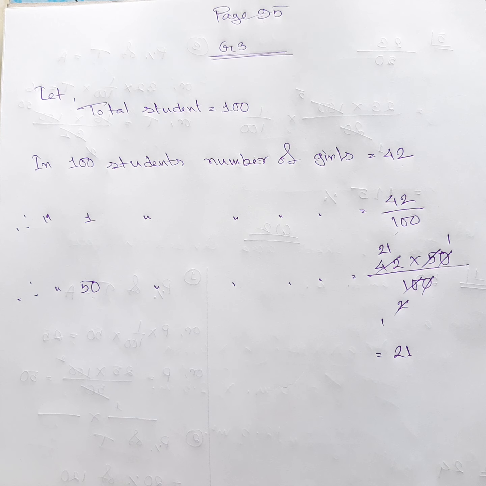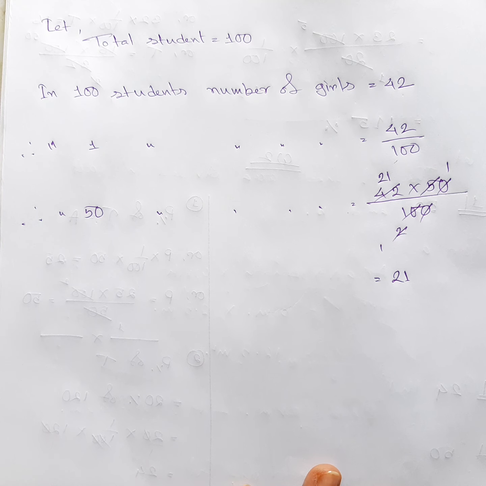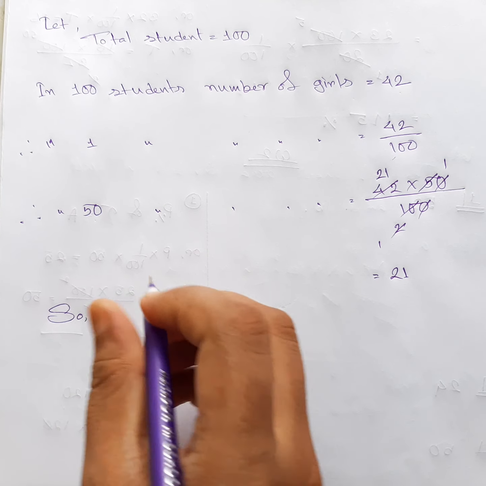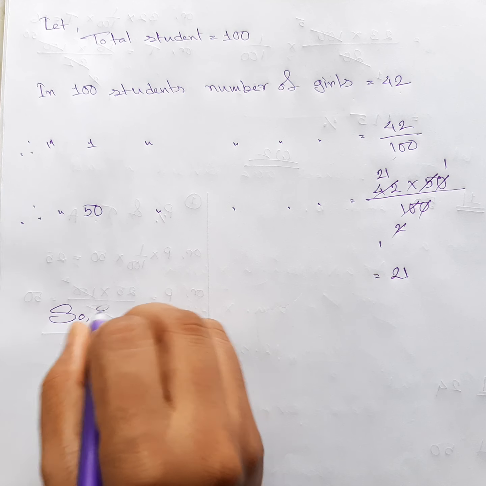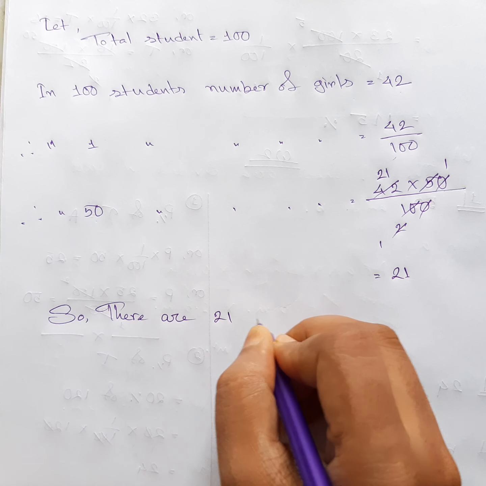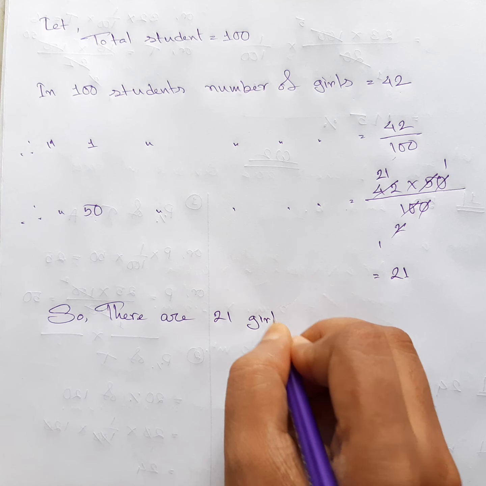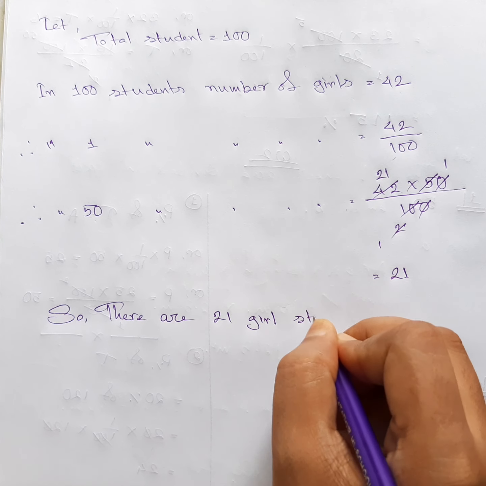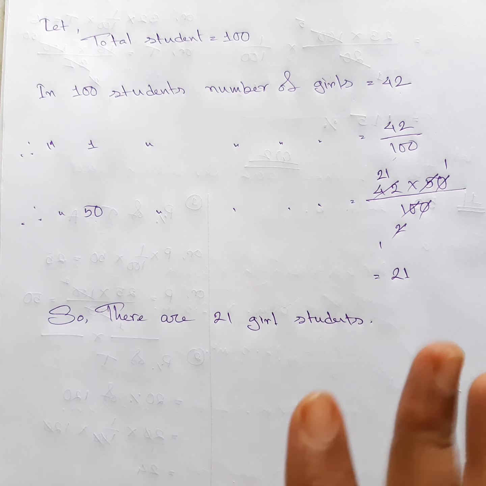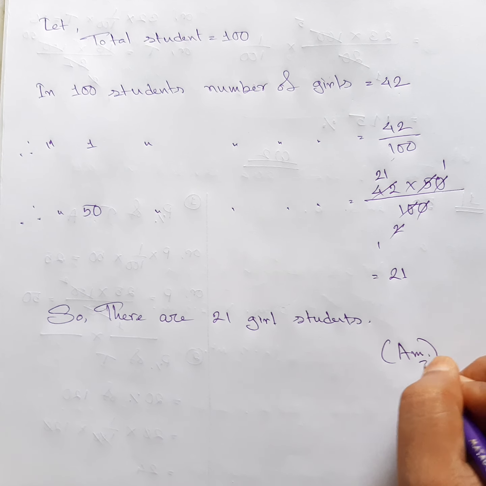Okay, now I can say that I'm going to turn up my copy a little bit. Now I can say that there are 21 girl students. Please pardon my writing. Pardon my writing everywhere.